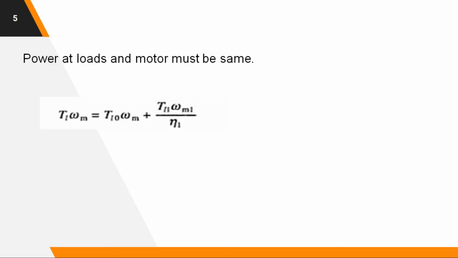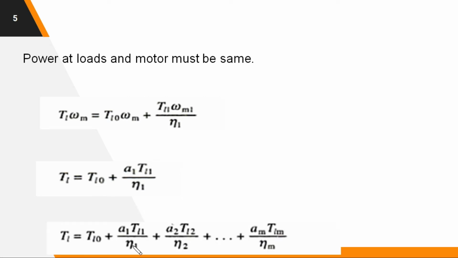Next, to find the torque or power at the load, we have to calculate the load torque. If the load is directly connected to the motor shaft, we have already found this power, and for the load which is connected through the gear, we have calculated this power. When we cancel out omega m as the speed, you get load torque equal to the load torque of the first load plus the load torque of the second load. And if a number of loads are connected to the motor, then this is your generalized equation.